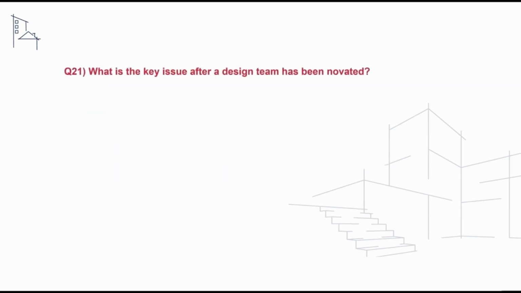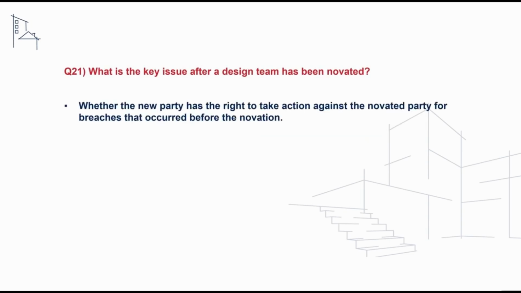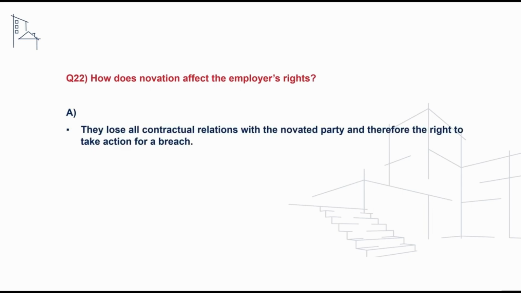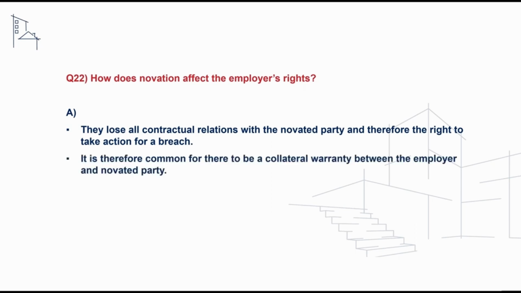The next question we'll take a look at is what is the key issue after a design team has been novated? And to address this, we can say that this is whether the client has a right to take any action against the novated design team for any breaches that have occurred prior to the novation taking place. A follow-on question we may receive is how does novation affect the employer's rights? And to address this, we can say that they will lose all contractual relations with the novated party and therefore the right to take action for any breaches. However, this can be circumvented by use of a collateral warranty between the employer and the novated party.